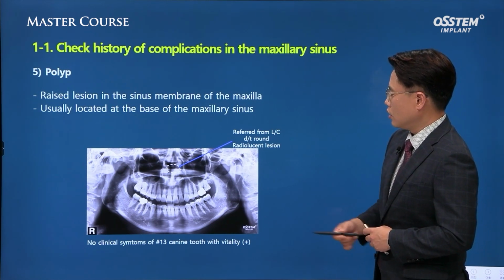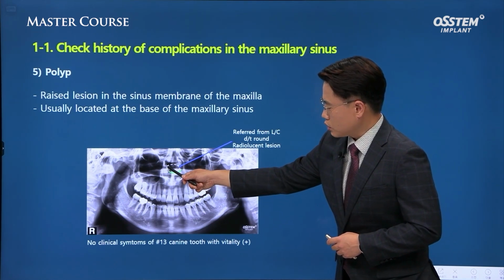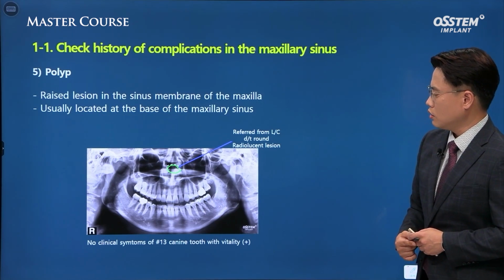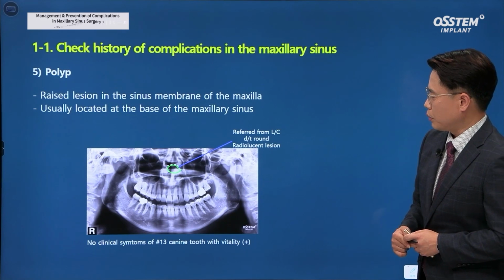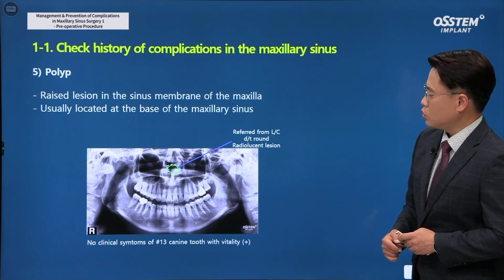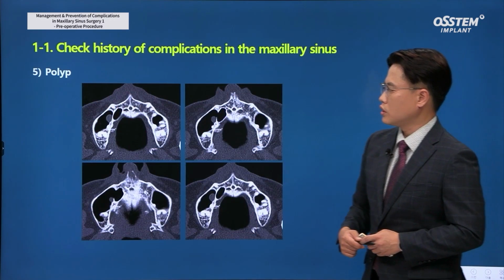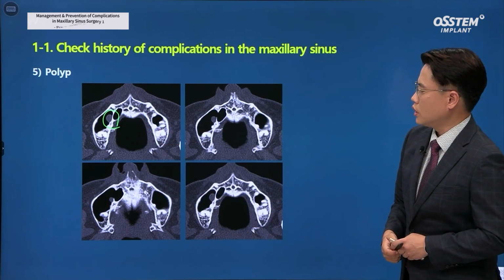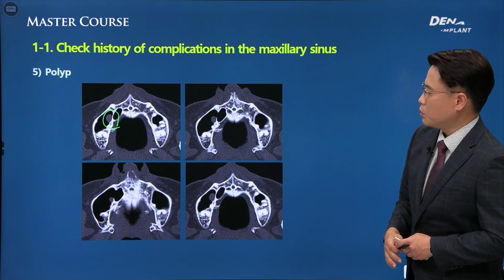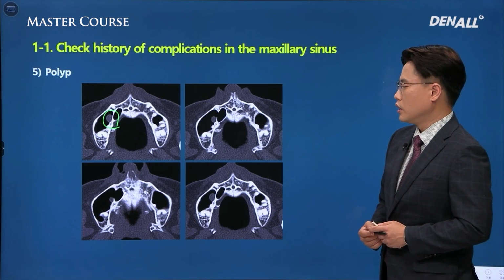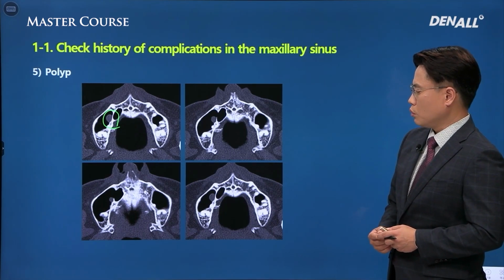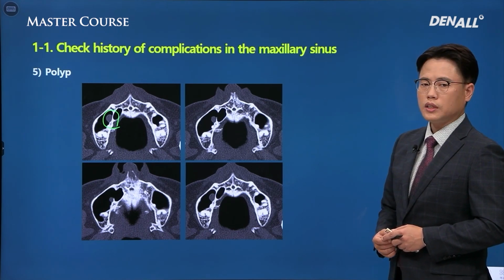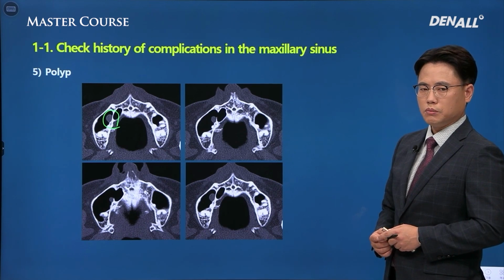You can see a translucent lesion here, and the dentist referred this patient because the dentist couldn't figure out what it was. You can see the existence of polyp through a CT rather than a panoramic image. In most cases, it is in the inner wall. You do not necessarily have to remove it through diagnosis, so you can just check that it is polyp and proceed with surgery.